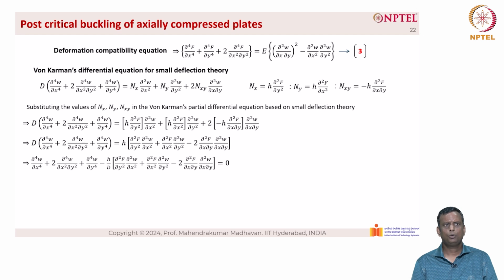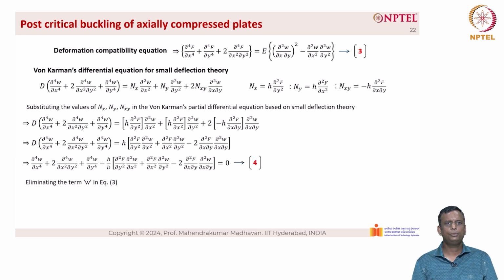We get the equation ∂⁴w/∂x⁴ + 2 ∂⁴w/∂x²∂y² + ∂⁴w/∂y⁴ − h/D, which is basically bringing the right hand side of the equation to the left hand side and dividing the entire equation with D. We have −h/D into ∂²f/∂y² into ∂²w/∂x² + ∂²f/∂x² into ∂²w/∂y² − 2 ∂²f/∂x∂y into ∂²w/∂x∂y equal to 0, which becomes equation 4.